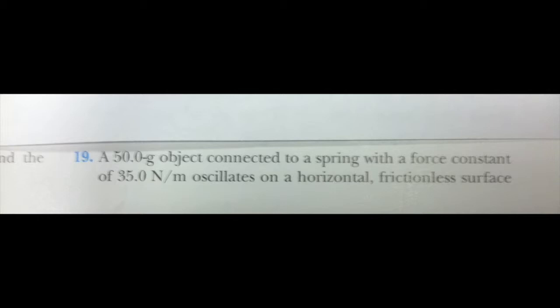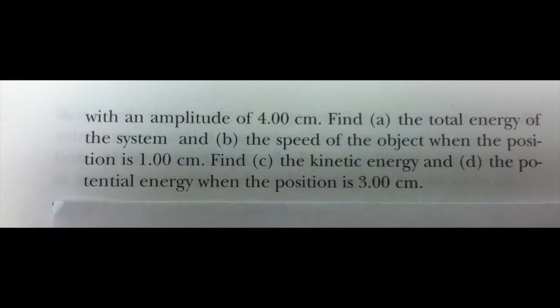This is chapter 15, question number 19. Question 19 states, a 50-gram object connected to a spring with a force constant of 35 newtons per meter oscillates on a horizontal frictionless surface with an amplitude of 4 centimeters. Find A, the total energy of the system, B, the speed of the object at a position of 1 centimeter, C, the kinetic energy, and D, the potential energy at the position of 3 centimeters.